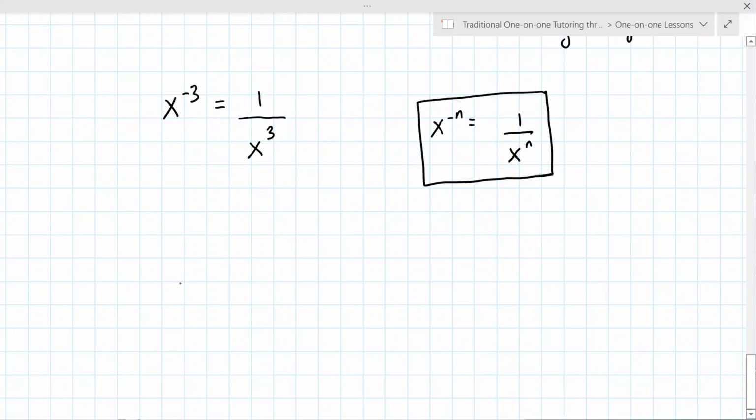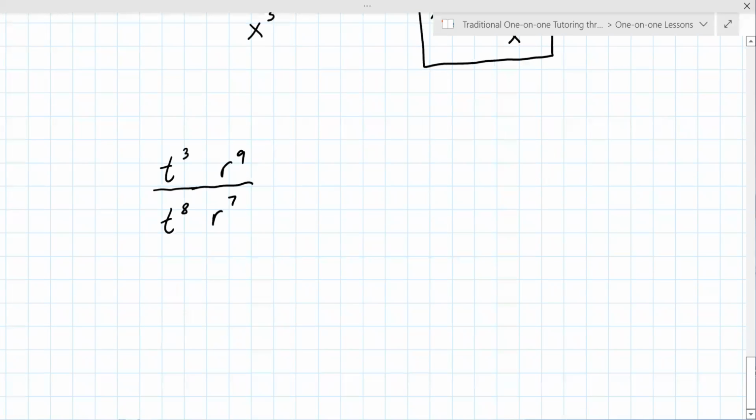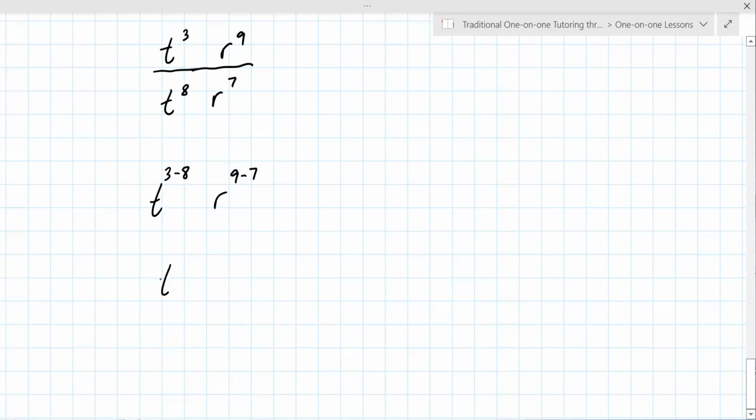So if I give you another problem here, let's say it's t cubed over t to the 8th, r to the 9th over r to the 7th. Let's talk through this. So this would be t to the 3 minus 8 power, r to the 9 minus 7 power. So this is t to the -5 r squared. This t to the minus 5 can be rewritten as what? How would you rewrite it based on what we've talked about? Just this part here.